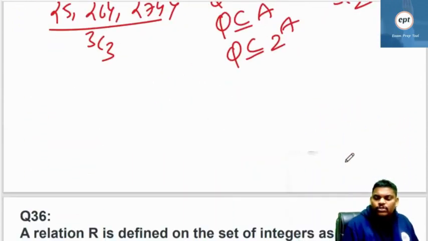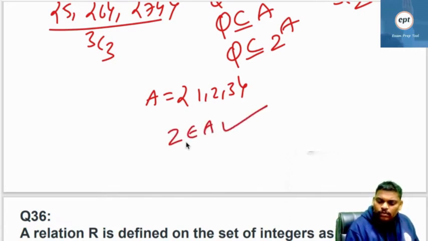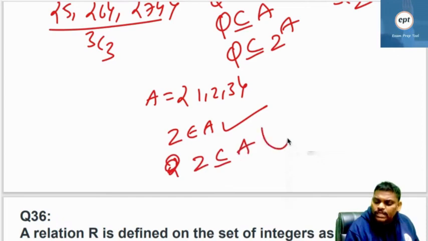Now, if anyone has a small doubt, can you see this one? Everyone listen. Be careful. 2 belongs to A. True, right? But remember, 2 belongs to A, but you cannot say 2 is a subset of A. You cannot say this.